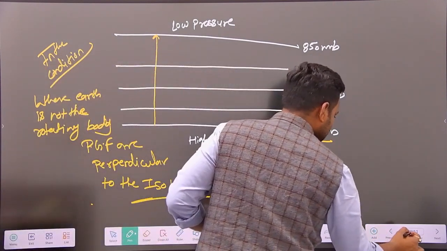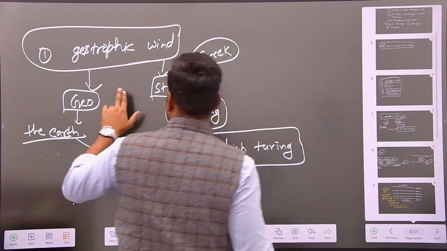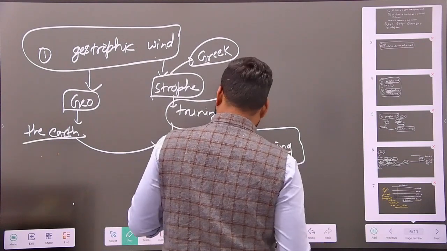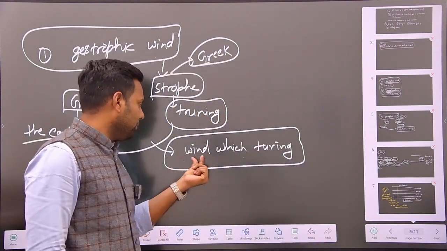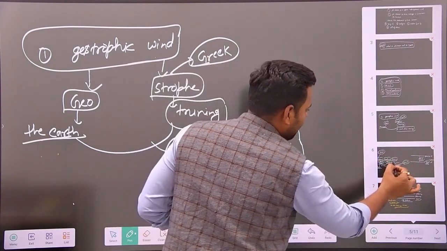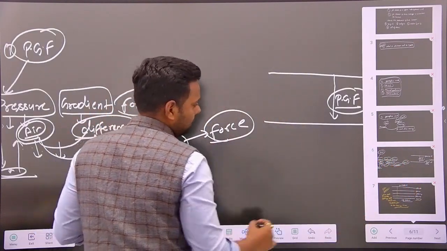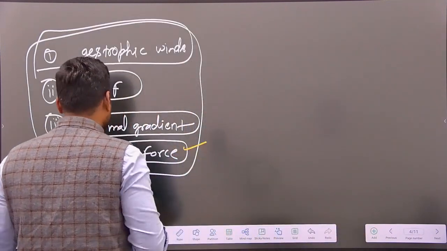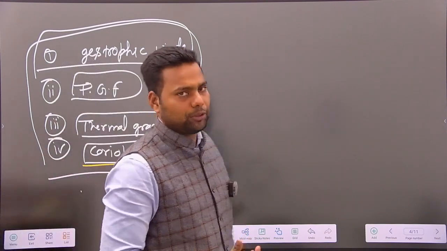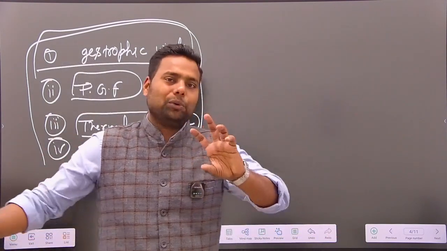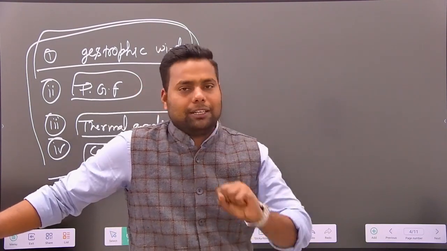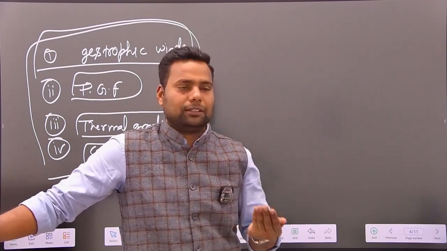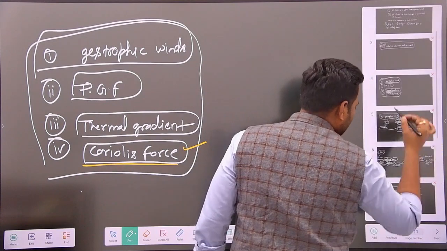So we will discuss two things. First one is geostrophic wind: what is the meaning of geos and what is the meaning of strophic? The whole meaning comes out as wind which is turning. Then we discuss the pressure gradient force, and also simplify the Coriolis force. What is the Coriolis force? Because earth is a rotating body, due to the rotation of the earth there is a deflection in the wind direction. I will give you an example to understand.